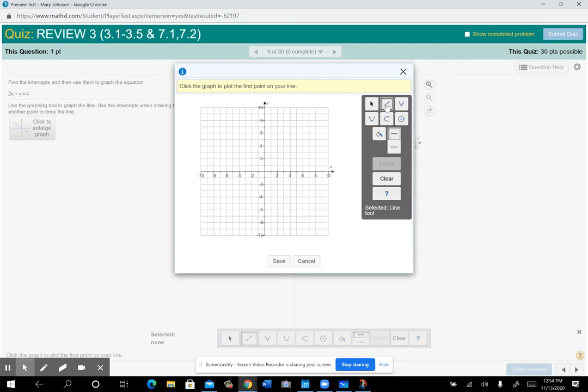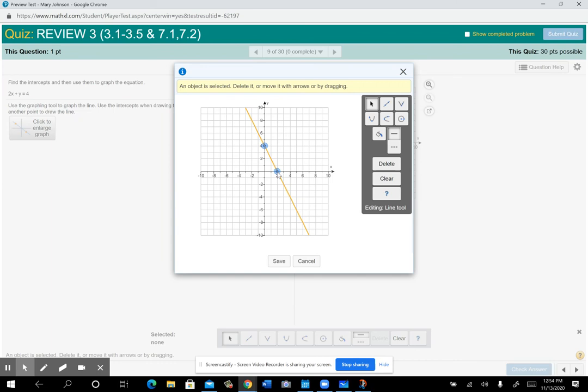So one of the ordered pairs was going to be (0, 4). So be real careful. That means don't go left or right and then go up 1, 2, 3, 4. Then the other point that worked was the point (2, 0). The 2 for the x, 0 for the y. So you go to 2 on the x and then 0 for the y. So that's graphing using the intercepts.